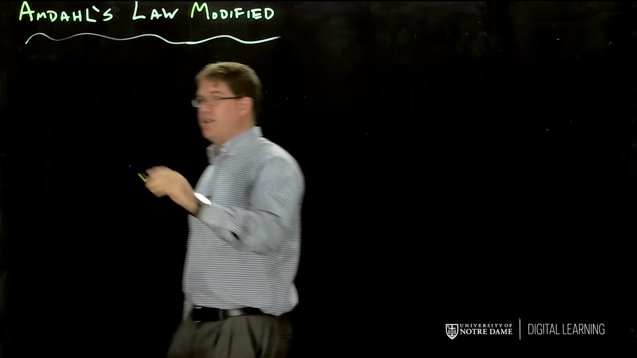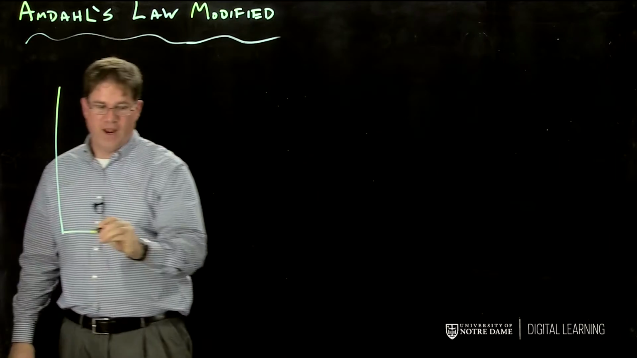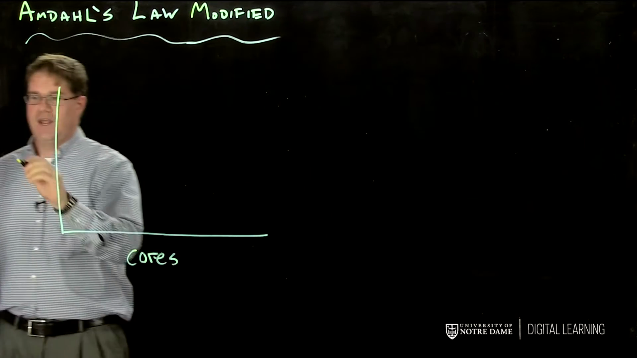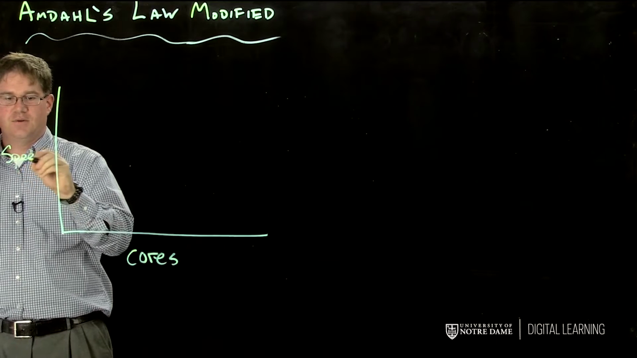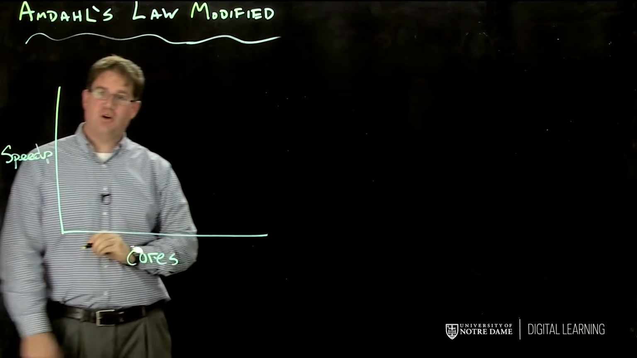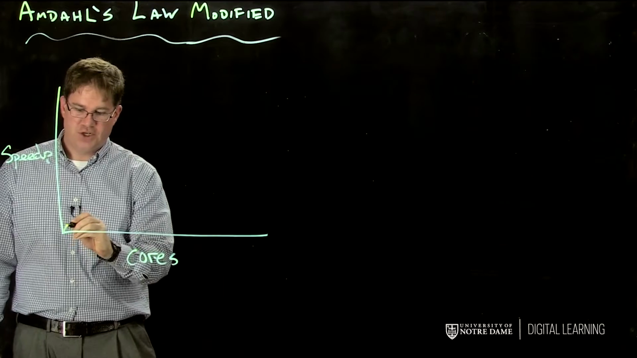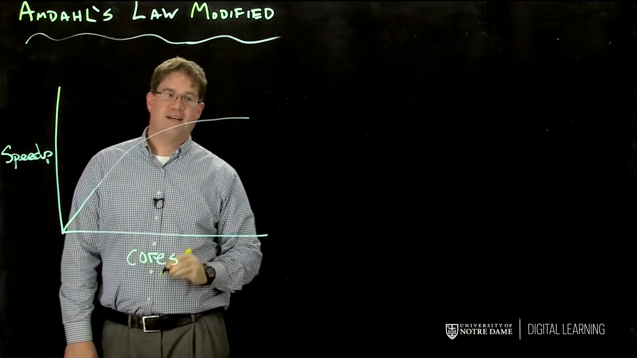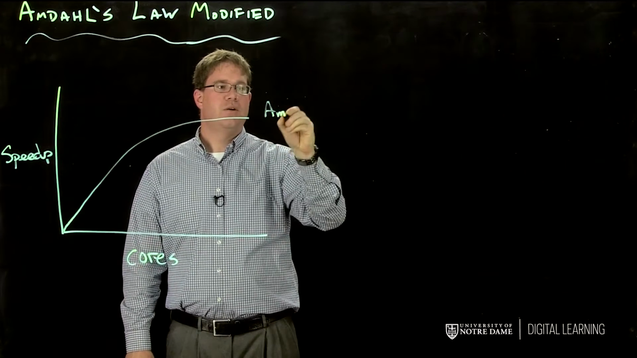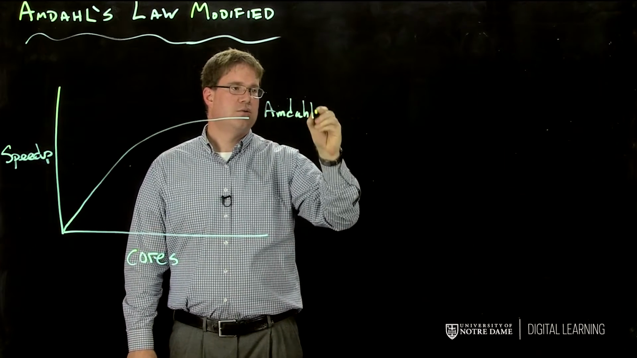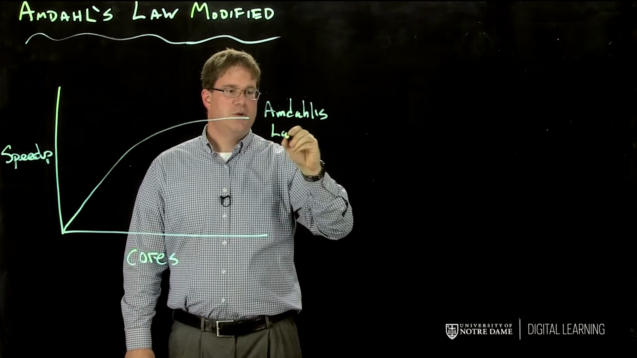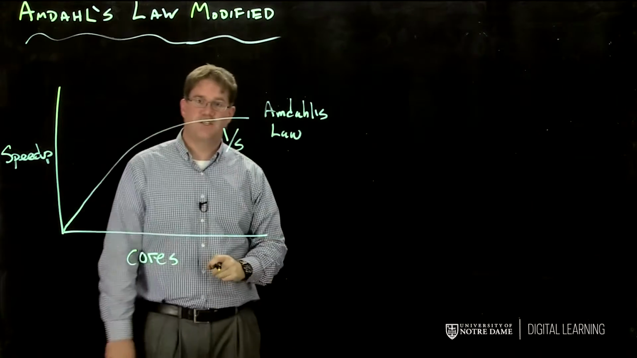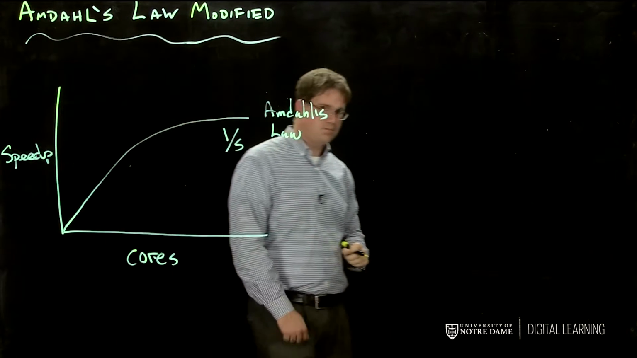But what it does explain is that if we have a speed-up graph where we have the number of cores on the x-axis and the speed-up on the y-axis, Amdahl's law explains why an application may start off with linear scaling, but then eventually plateau to a fixed value. And this fixed value is described entirely by 1 over the sequential portion of an application.